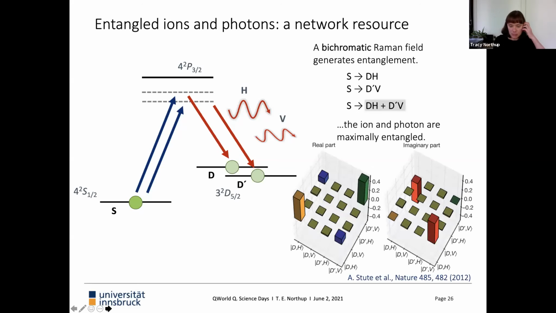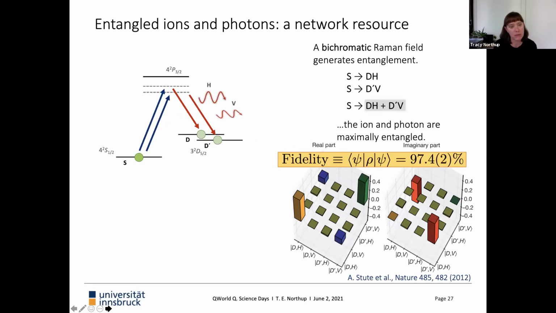So this is work that we did several years ago, characterizing the entangled state. We can measure the ion and the photons in order to map out a density matrix that describes the joint state of the ions and photons, and we can verify that they're highly entangled with one another.